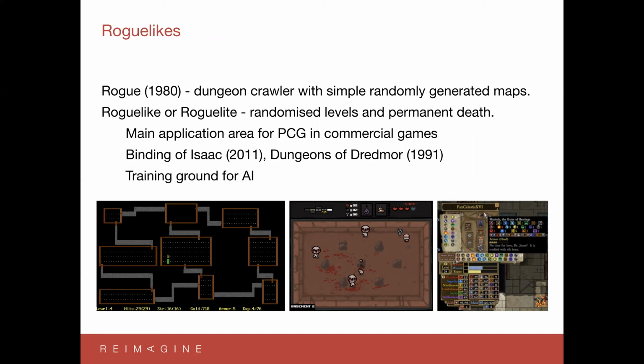Roguelikes are the main application area for procedural content generation in commercial games, due to their reliance on every play session being fresh. Some well-known examples include The Binding of Isaac and Dungeons of Dreadmore. Roguelikes are also used as a training ground for artificial intelligence.